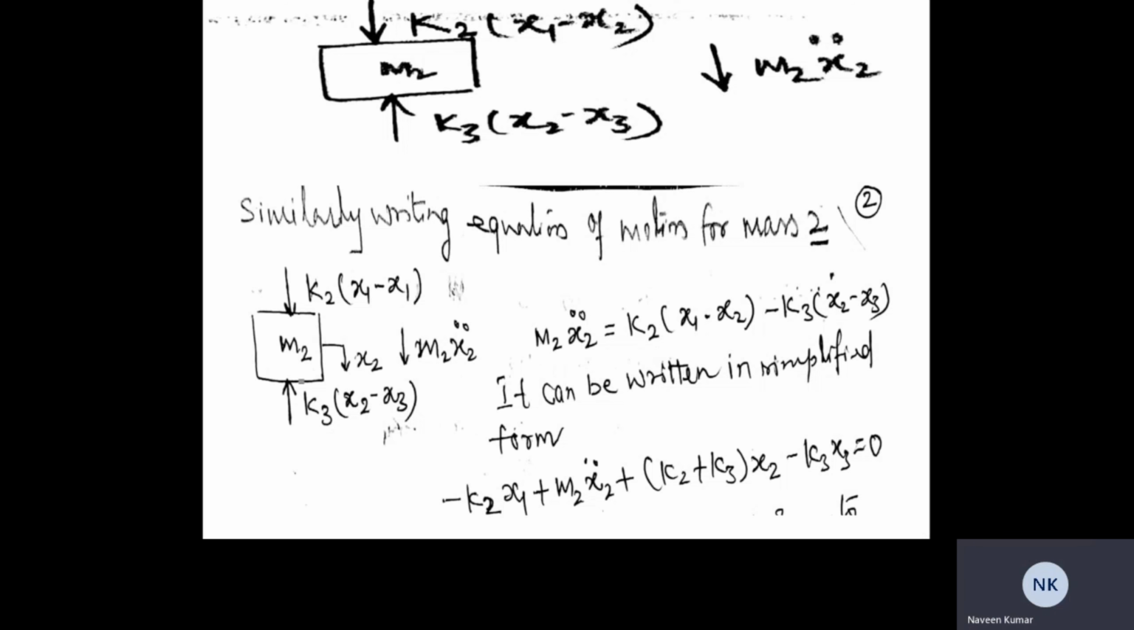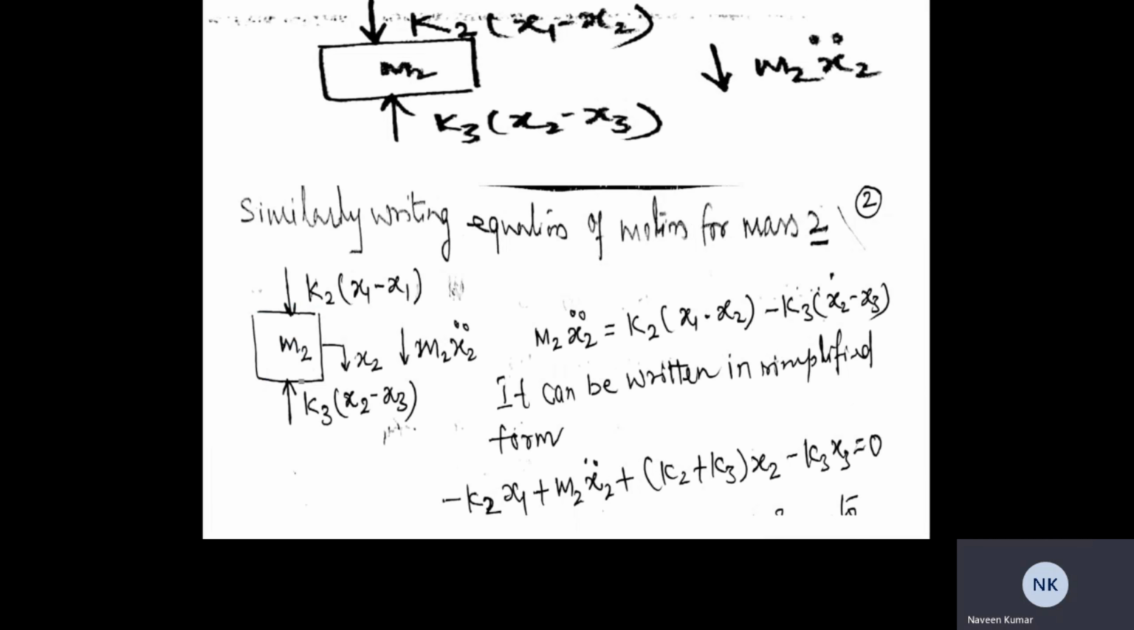Here one thing that is important to see is that this equation, which is written for the second mass connected with the springs k2 and k3, has the term minus k2, that is the spring coefficient of the upper spring, multiplied by x1, the displacement of the upper mass m1, then m2 into x2 double dot plus (k2 plus k3), the sum of the spring coefficients of the two springs, minus k3 into x3, that is the lower mass displacement and spring coefficient.